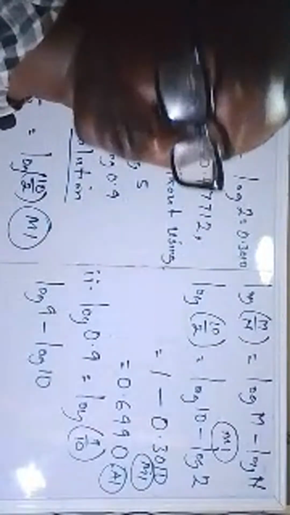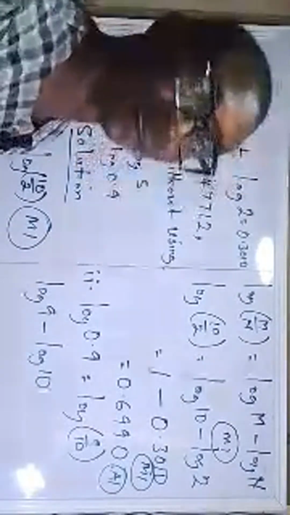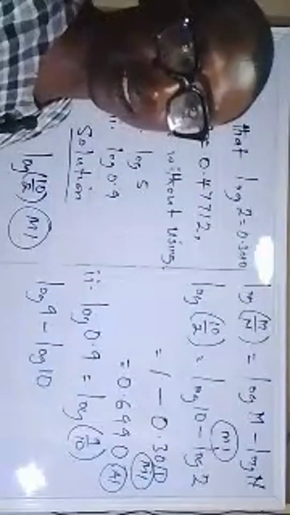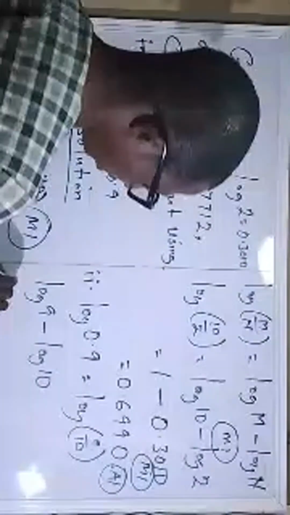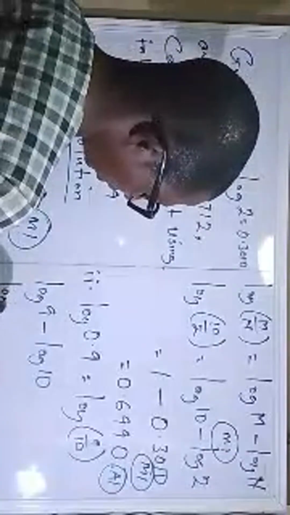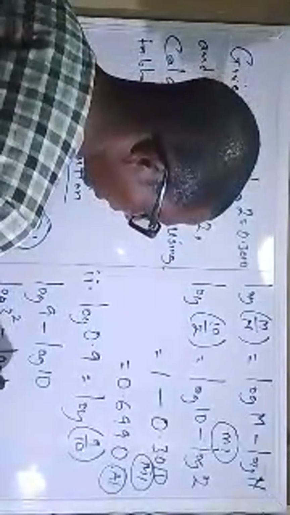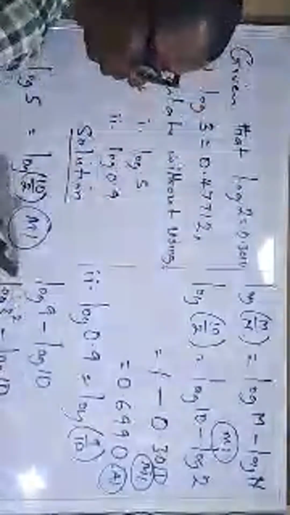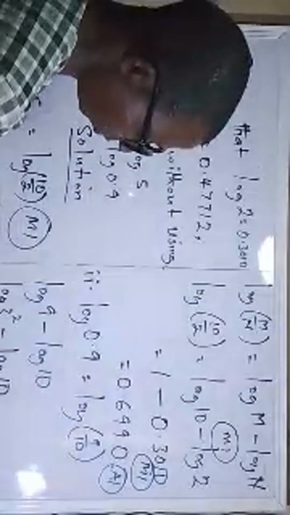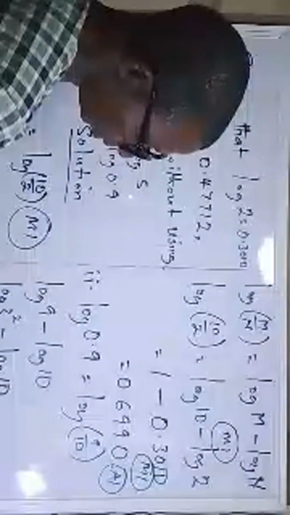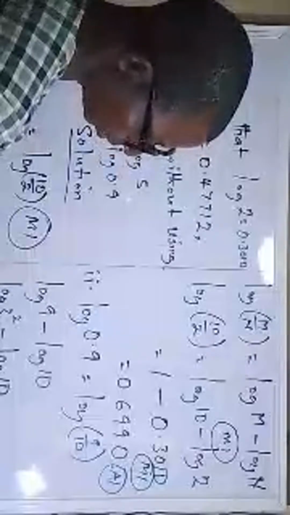So log of 9 is the same thing as log of 3 raised to the power of 2. 9 is the same thing as 3 raised to the power of 2. So this is log of 3 raised to the power of 2 minus log of 10. So now these 2 comes to this side. We are applying law of logarithm. So we have 2 log of 3 minus log of 10 is 1.